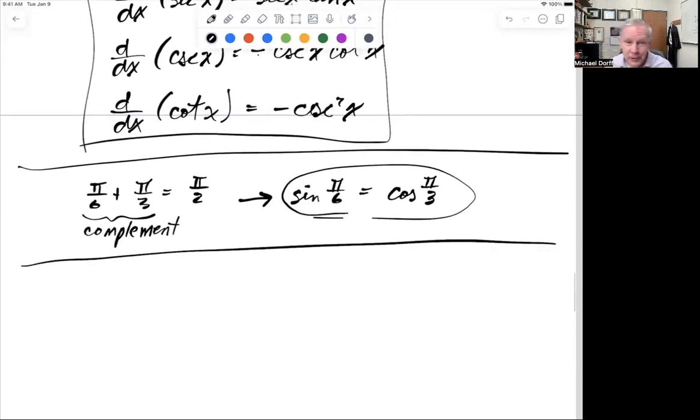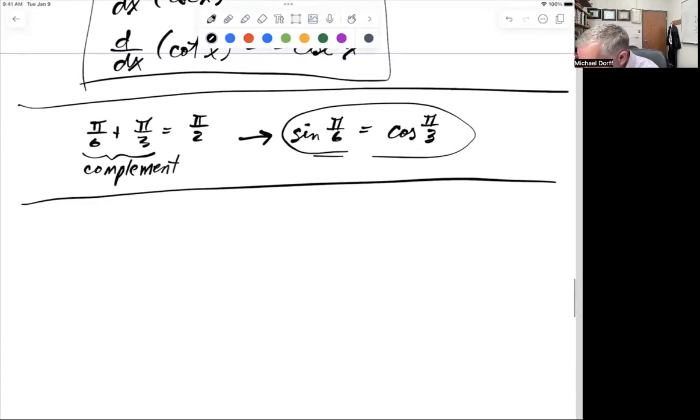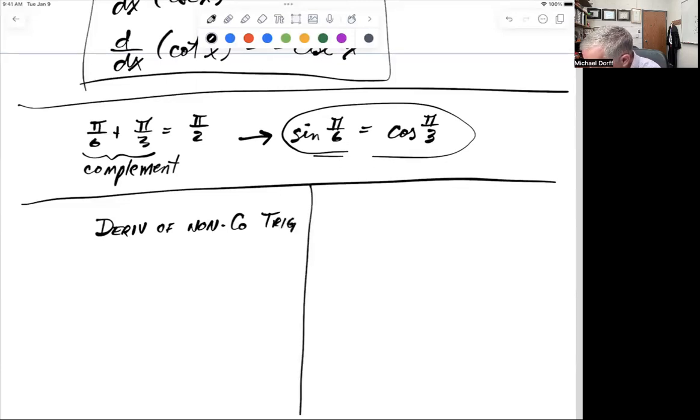Okay, that was just a little commercial break, if you've ever wondered where these co's come from. Now, we can use this idea to get a table that represents the derivatives of these trig functions. So derivatives of non-co trig functions, and then we have derivatives of co-trig functions.